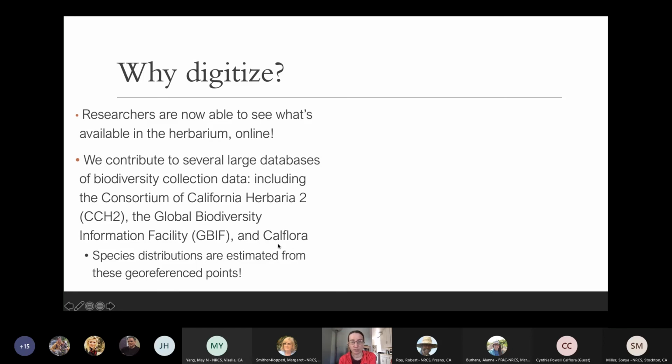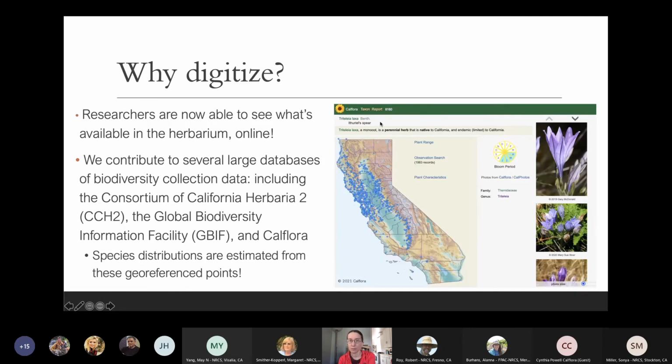And last but not least, Calflora. So this is a database you guys probably make use of quite a bit. And our specimens are included in that database, and they help infer species distributions from the geographical locations where specimens were collected. So here's a picture of a taxon report page from Calflora, and you can see this is ethereal spear, Triteleia laxa, one of the species that occurs in the foothills of Fresno County, and it's showing the whole state distribution of Triteleia laxa.